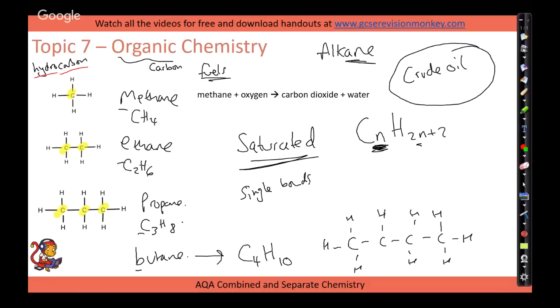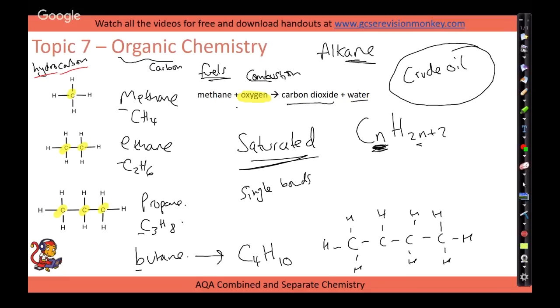For example, this reaction here is called a combustion reaction. When things combust, they react with oxygen. So we've got methane plus oxygen, and it always makes carbon dioxide plus water. And this is complete combustion. Everything combusts properly. There's enough oxygen, and we're making carbon dioxide and water.